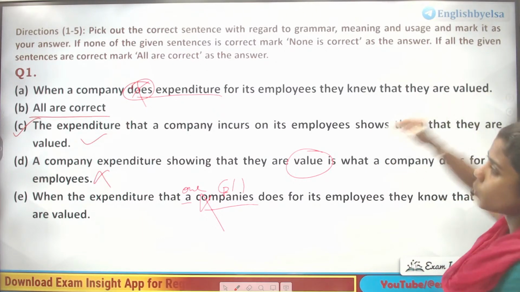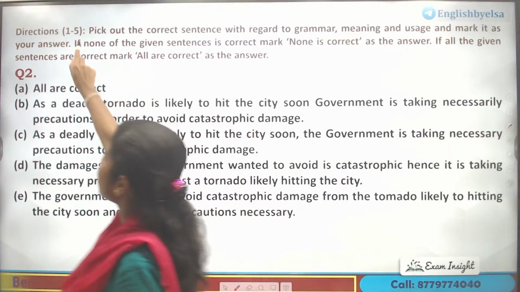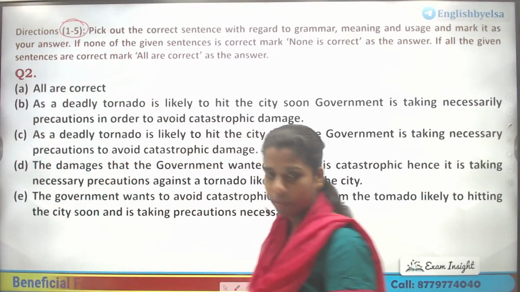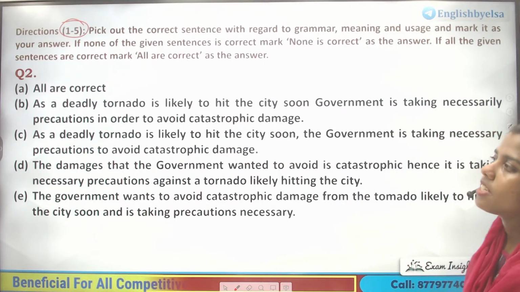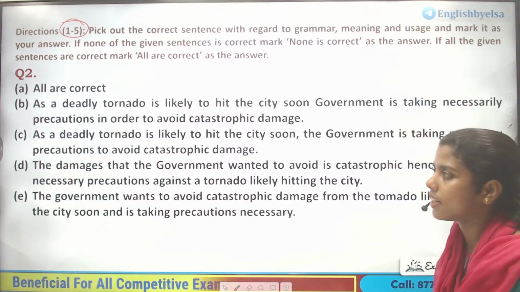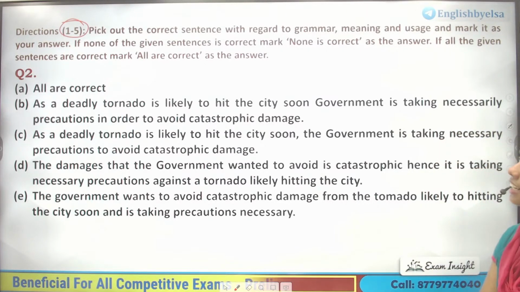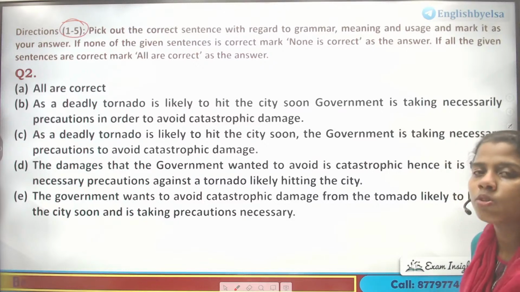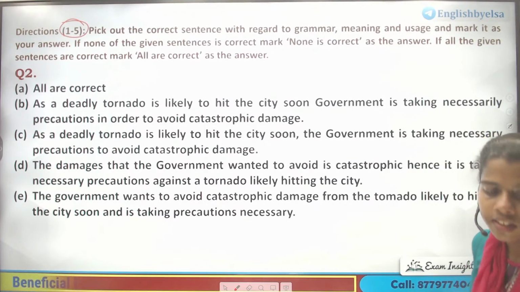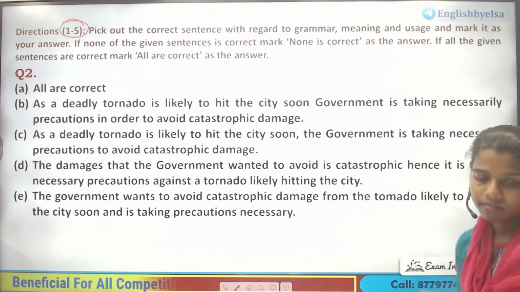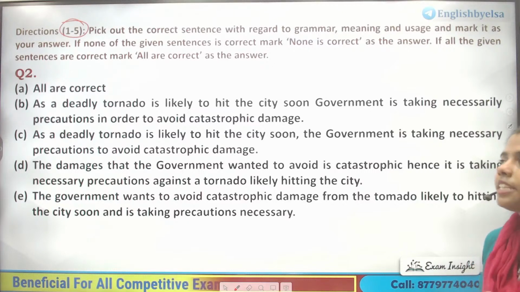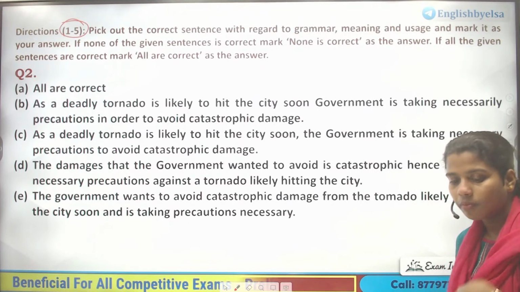Let's move to the other question. You can see a set of 5 has been asked of the same type. Next question: here also the option all are correct is given. First, I'll give you some time to answer. I showed you the technique, how to solve it. Now it's your turn. What will be the correct option for question number 2?